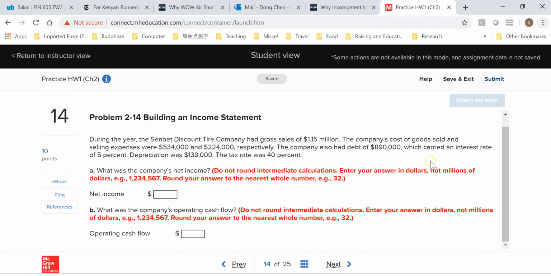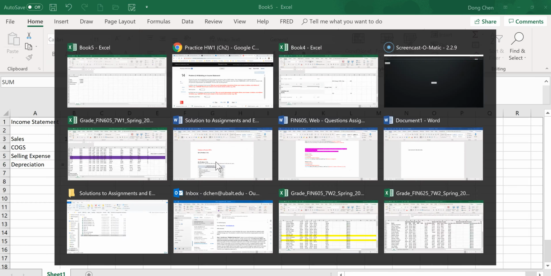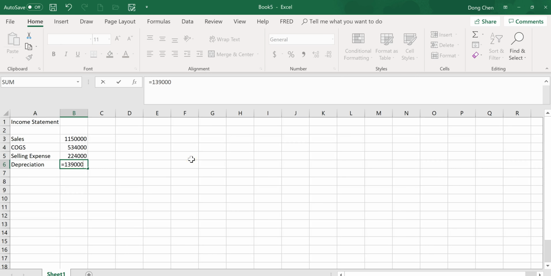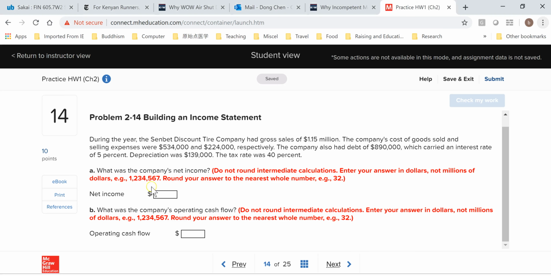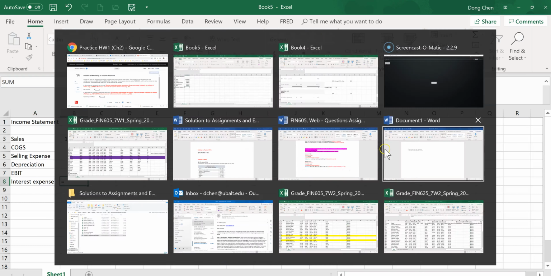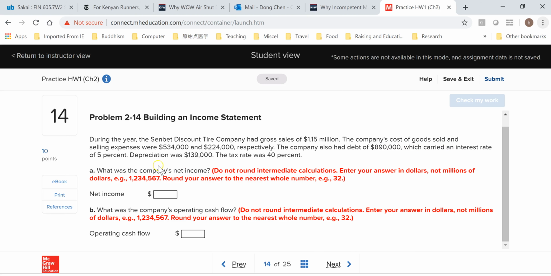So next one will be the depreciation, right? Depreciation expense. And that turns out to be 139,000. So then we can calculate the EBIT, earnings before interest and taxes, which is sales minus the cost of goods sold minus selling expense minus depreciation expense. So then the next item is the interest expense. And this could be calculated by multiplying the debt level, 890,000, times the interest rate, 5%.